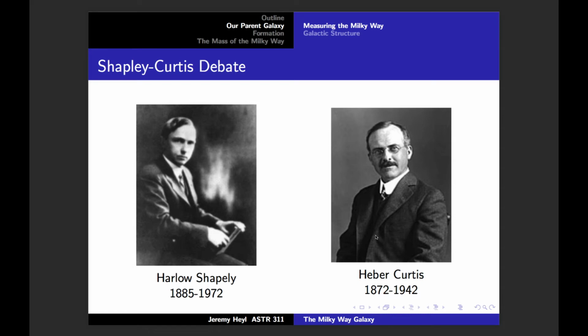When Shapley went and said, oh, the galaxy is huge, right? That would put these other things that Curtis was talking about as much smaller than our galaxy, right? Because there was a little blob over there, but it was pretty close. So it led to this debate.